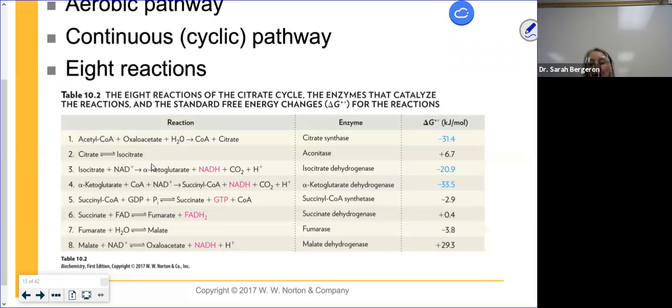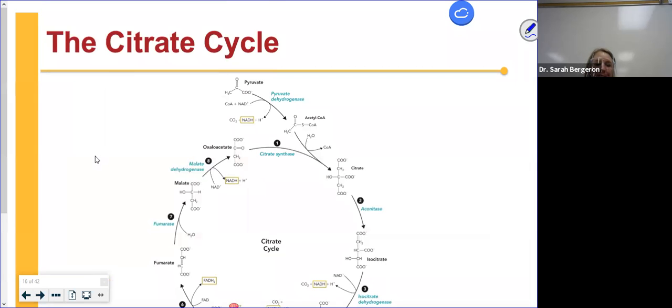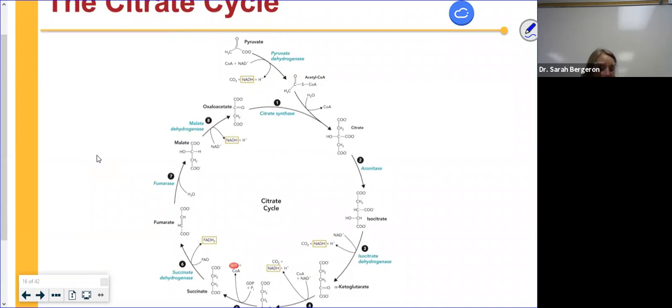So it gets used up very, very quickly. So that's why it will still happen even though we have a delta G value of, goodness, positive 29.3, right? That's not actual. Okay. All right, so our citrate cycle.